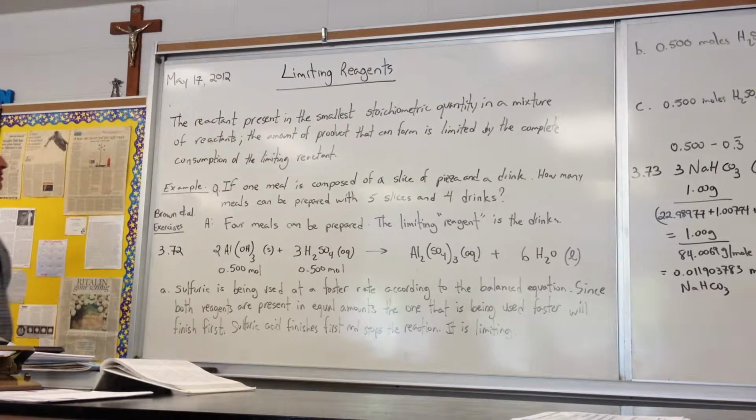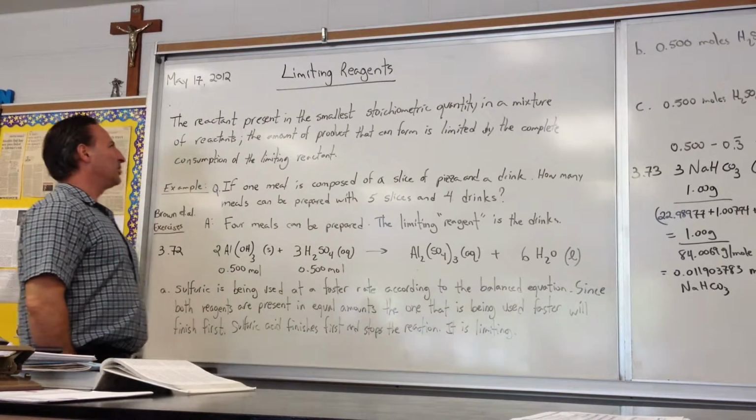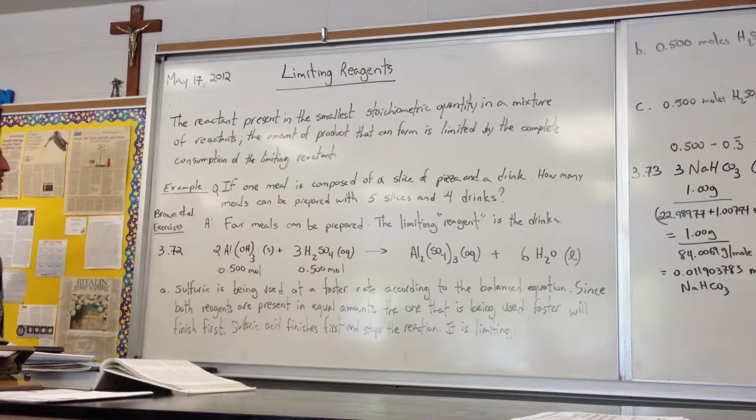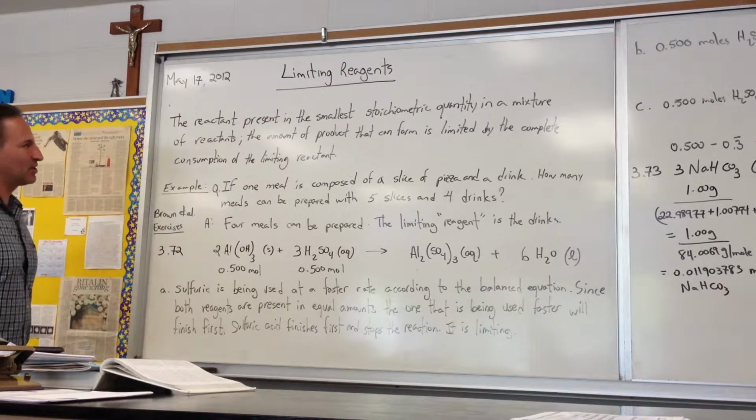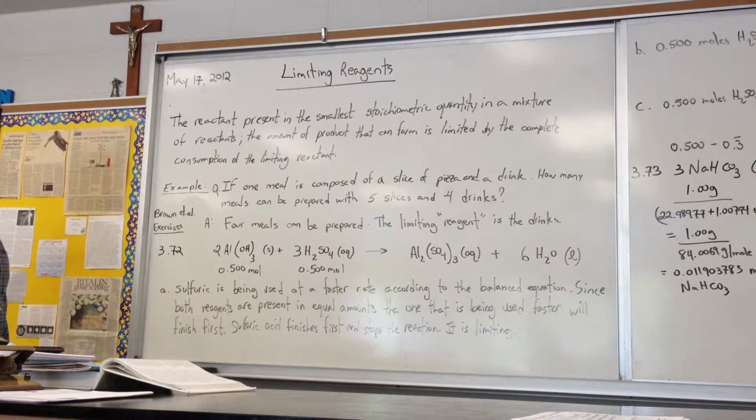Today we're talking about limiting reagents. A limiting reagent is the reactant that is present in the smallest stoichiometric quantity in a mixture of reactants. The amount of product that can form is limited by the complete consumption of the limiting reactant, which is a fancy way of saying that whatever finishes first stops the reaction while keeping track of the stoichiometry.